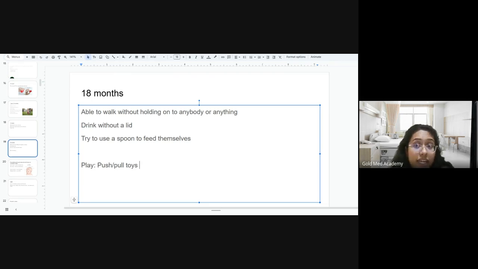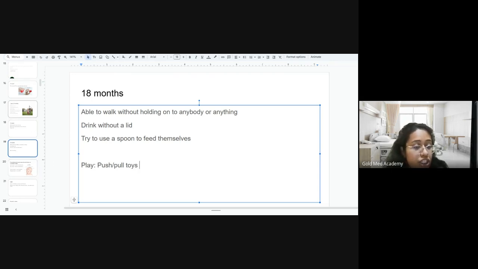Drinking without a lid can be done independently. There may be some spillage, of course, but they're able to do that and try to use a spoon to feed themselves. Like I said, they already have the pincer grasp. Now they're going to have more of a palmar grasp. So they're able to pick up a spoon. They might not hold it the way that you normally hold it. They hold it like this, and they're able to scoop up some food and bring it to their mouth. Okay, that is the 18-month period.